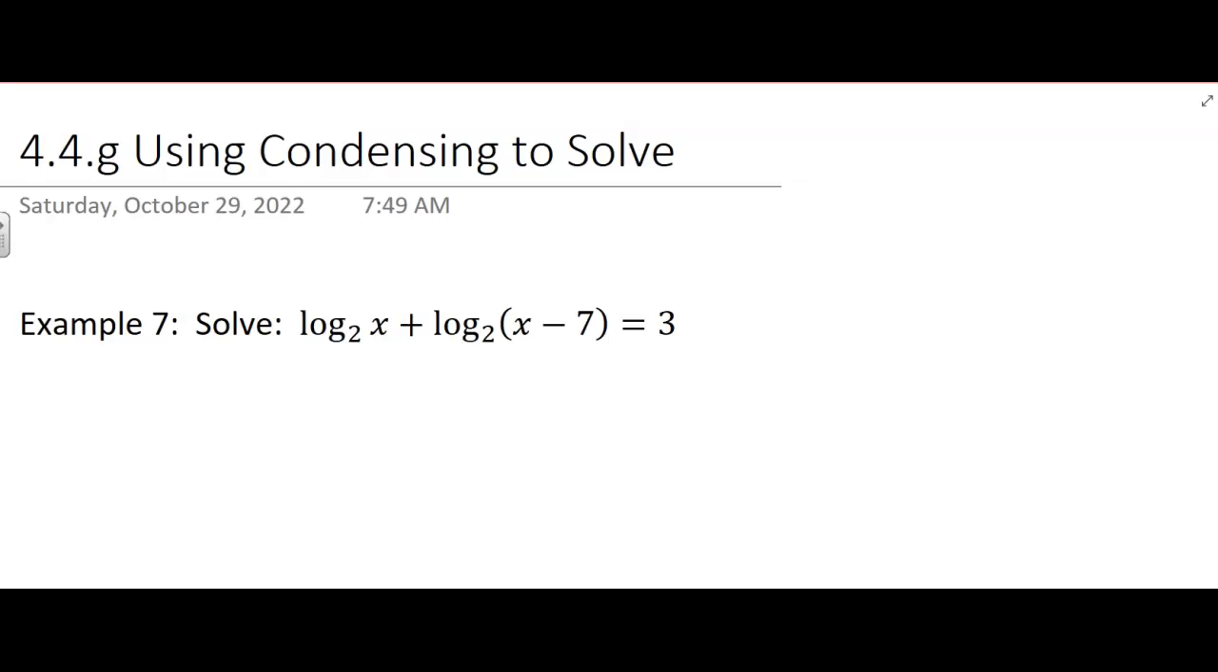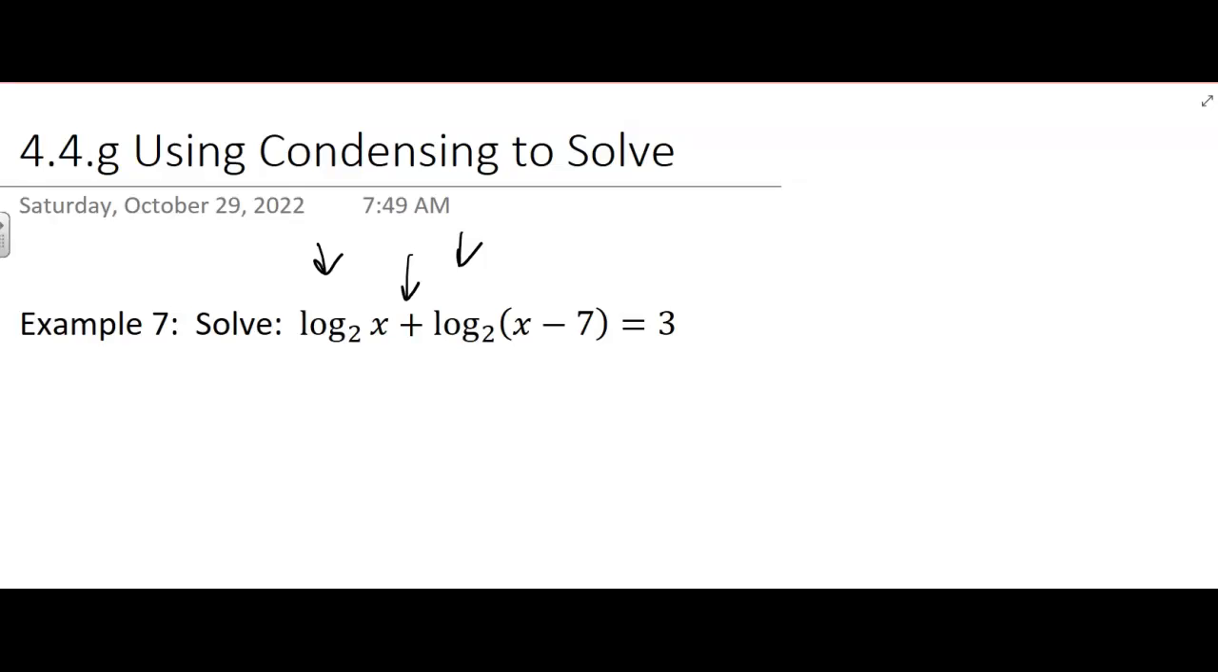Okay, so in this problem, we have two logarithms, right? So we can condense it to get one log, and then maybe we can convert it and solve it that way. So we've got to get those combined. So it's addition. So how do you do addition?